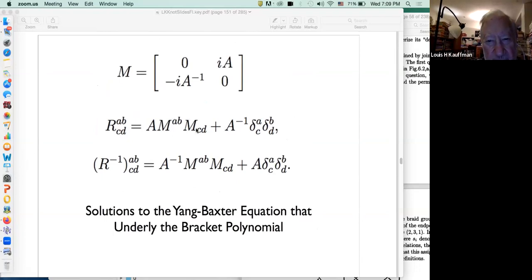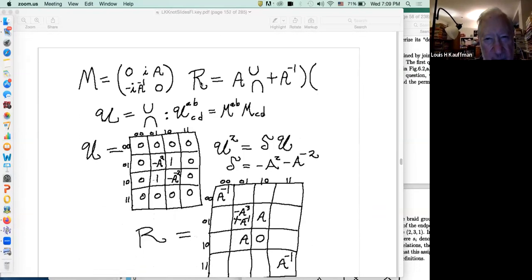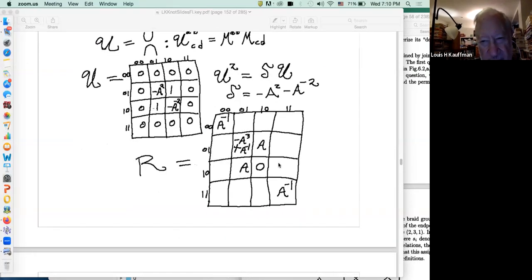So the R matrix is expressed in terms of this. And so everything is really very simple if you work this one out. And it looks like this. Here's the M, and the R, the bracket, is A times cup cap plus A inverse, and this is this matrix, M upper AB, M lower CD. And if you work out this guy, you see it becomes this 4x4, and then you add it to A inverse times the identity, and you get this 4x4 matrix. And that's a solution to the Yang-Baxter equation.